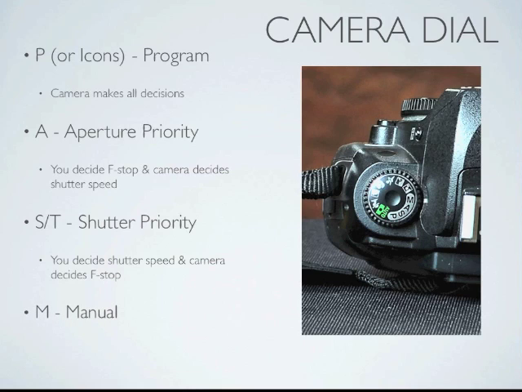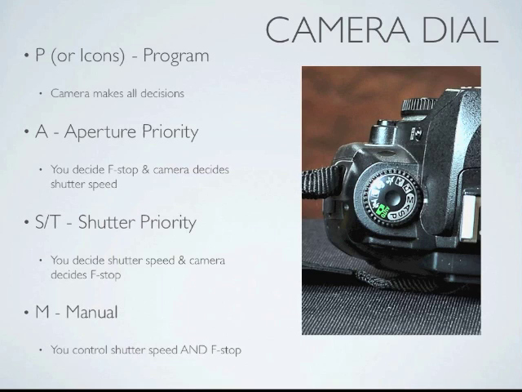Which leads to the other end of the spectrum from program, which is manual, which is the M. What manual is, basically, you're making all the decisions. You're deciding the shutter speed and the f-stop. Usually when you look through the camera, you'll see a little meter in there that tells you you're over or underexposed, and you'll just use that to dial everything in.